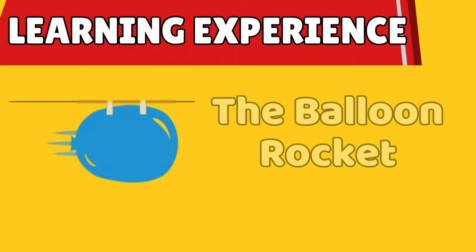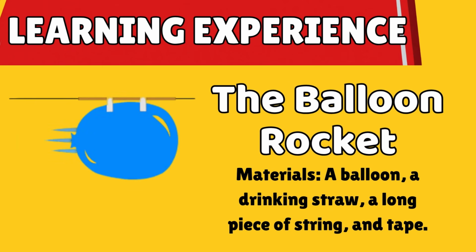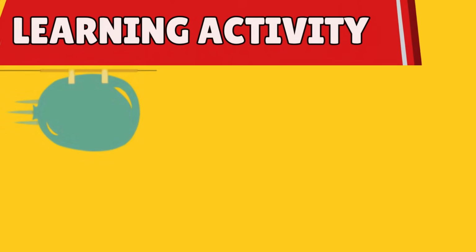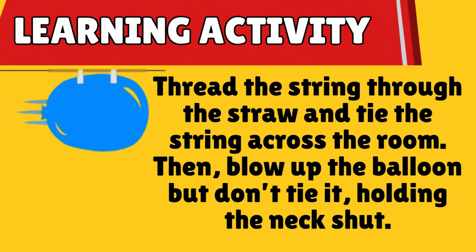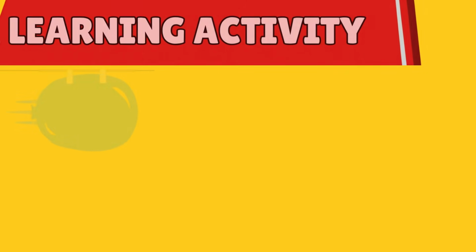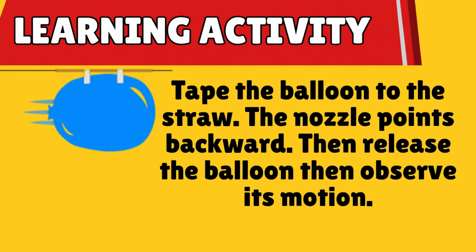For our learning experience, we will have a simple activity titled The Balloon Rocket. The materials that we will use are the following: a balloon, a drinking straw, a long piece of string, and tape. First, thread the string through the straw and tie the string across the room. Then, blow up the balloon but don't tie it, holding the neck shut. Tape the balloon to the straw. The nozzle points backward. Then, release the balloon, and observe its motion.